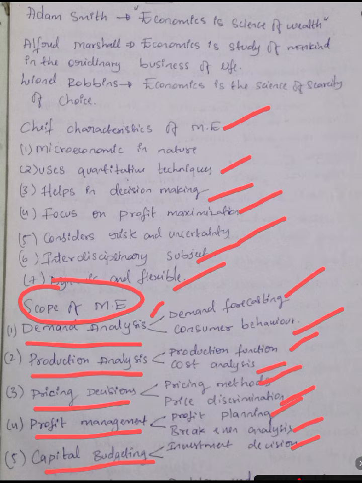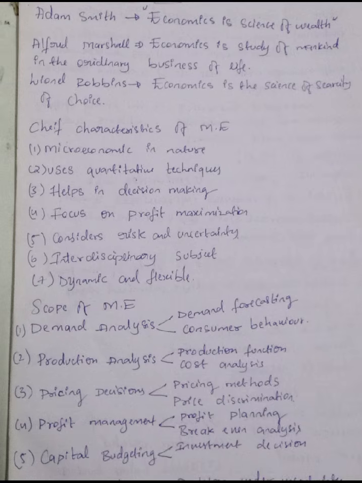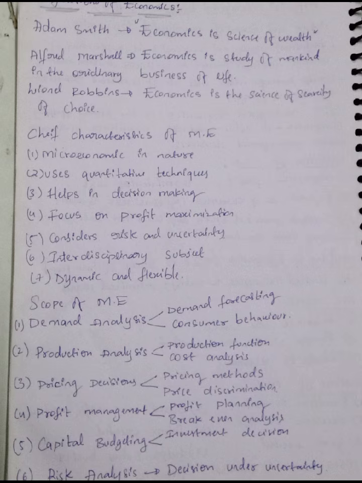Now, coming to capital budgeting, investment decisions. What do you mean by capital budgeting? In our previous class, I already explained what capital is and what budgeting is. Investment decisions are one of the most important aspects of managerial economics. And risk analysis: decision making under uncertainty. I hope you understood. In this video, we have discussed the definition of economics, the chief characteristics of managerial economics, and the scope of managerial economics.